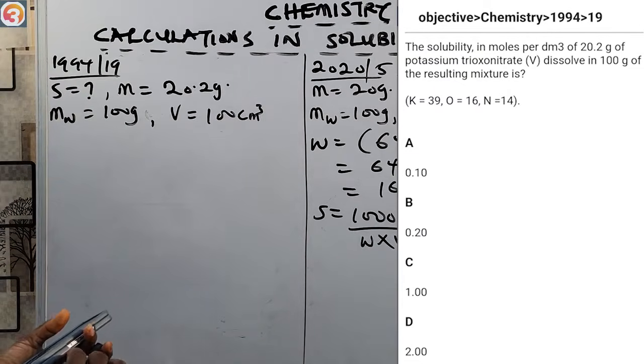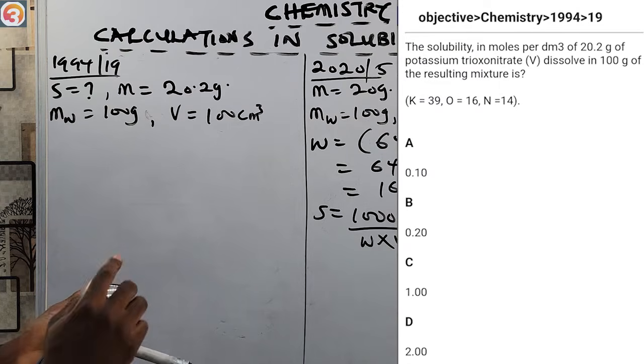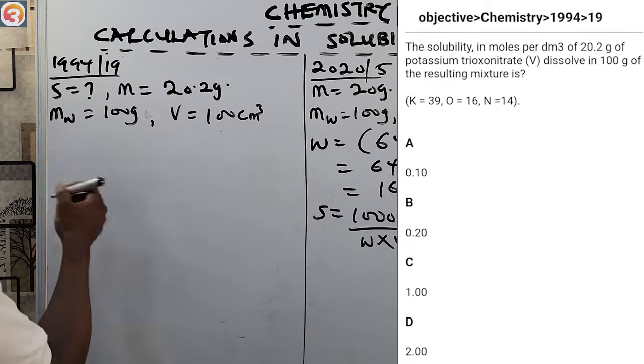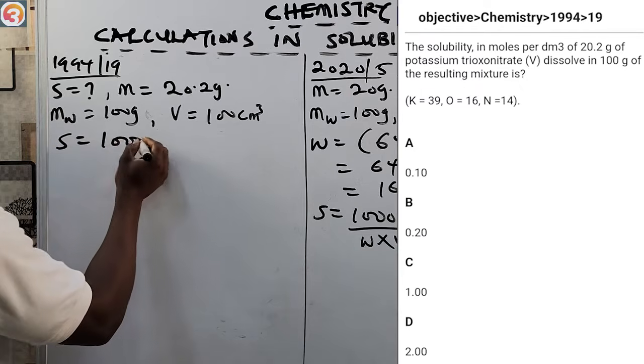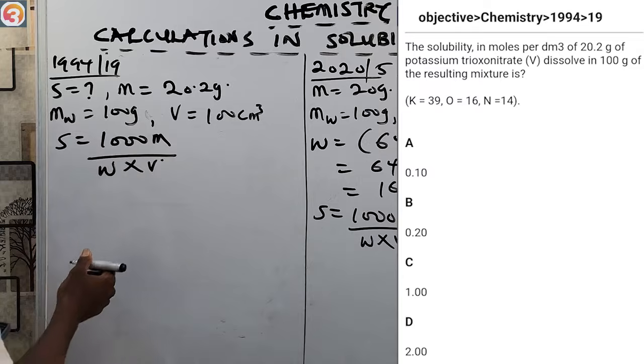Having known these parameters, we are looking for solubility. Let's see the question again. We are looking for solubility in moles per dm cube, so we can solve. Solubility is what? 1000 m all over W times V. So let's continue.